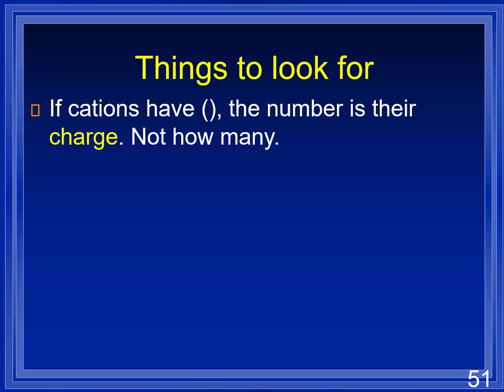Okay. If the cations have parentheses, the most common mistake is people think that that's the number of atoms. It is not the number of atoms. It is the charge on that atom. We can use it to figure out how many, but it is not how many there are.